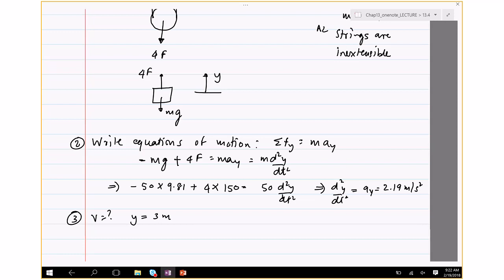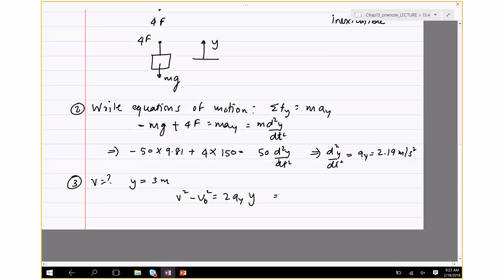This is going to be uniform speed, uniform acceleration motion. So you can use one of the three formulas. One of the formulas, going back to chapter 12, is v squared minus v0 squared equals 2 a_y times y. So v squared is unknown, the initial velocity is 0, acceleration is 2.19, and displacement is 3 meters. So we can solve for velocity, which comes out to be 3.62 meters per second.